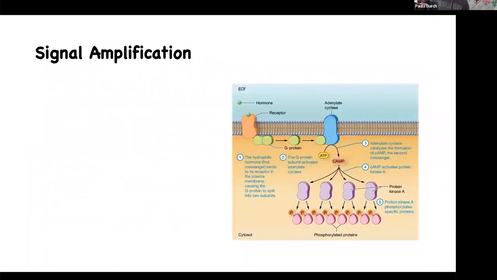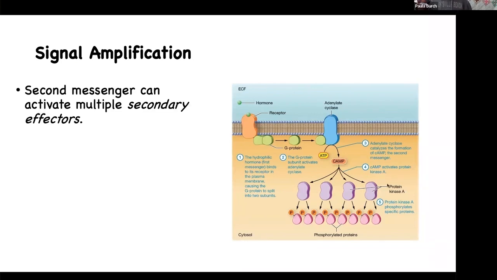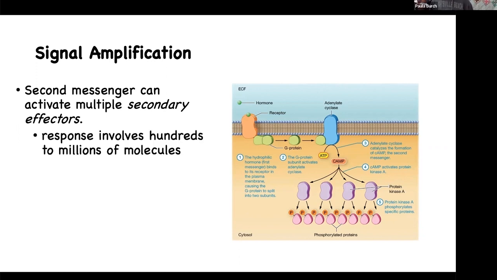Signal amplification occurs when the second messenger phosphorylates multiple protein kinases, which are your secondary effectors. And each protein kinase, in turn, phosphorylates multiple proteins. So now you're going to have many enzymatic cascades occurring, producing hundreds to millions of molecules. You have multiplied your effect or amplified it.